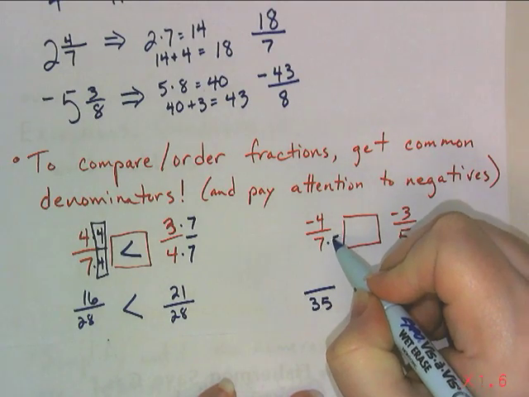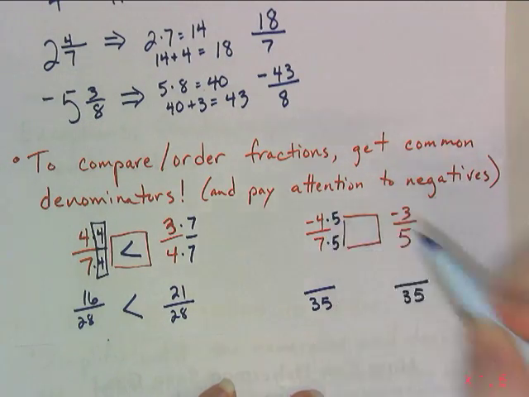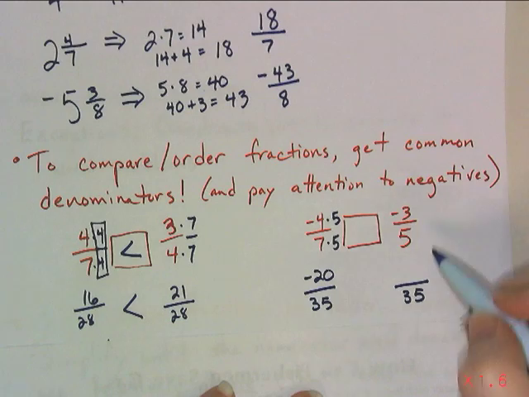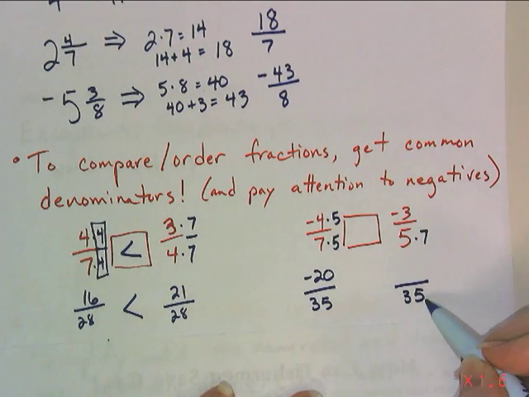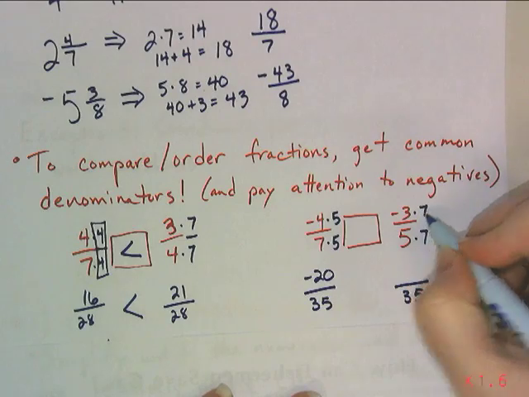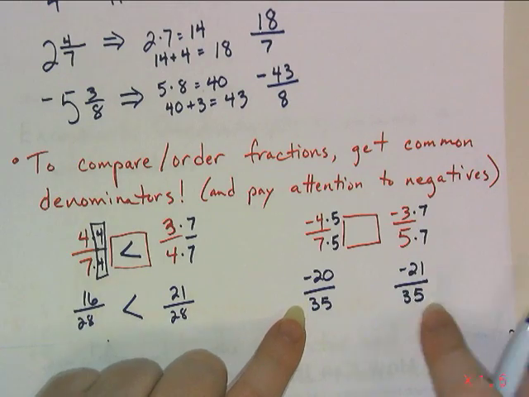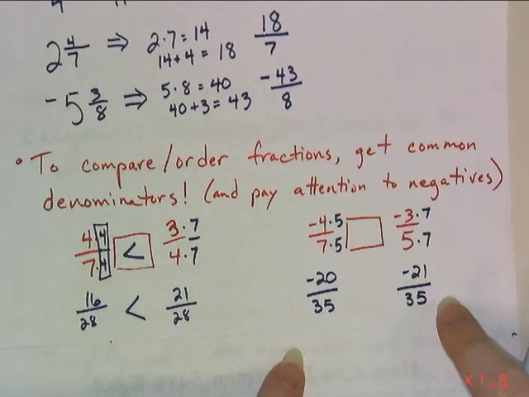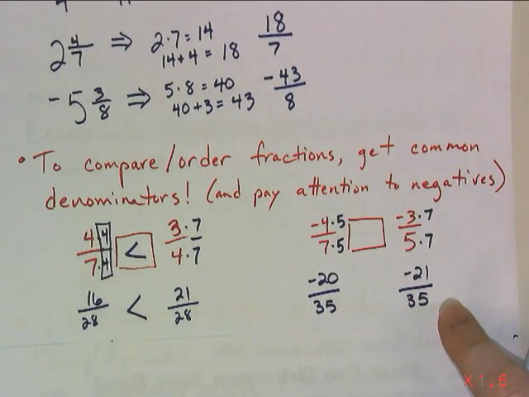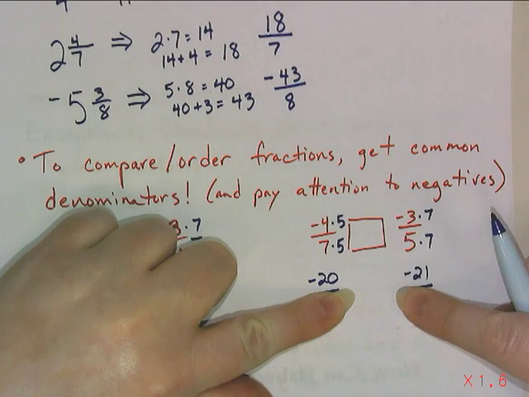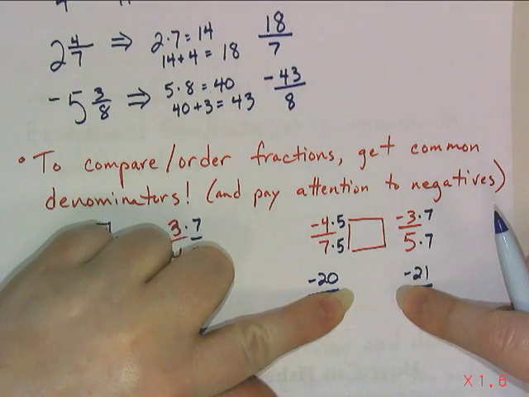So since I do 7 times 5, I would also need to do -4 times 5, and that would give me -20. Here, 5 times 7 gives me 35, so 3 times 7 gives me -21. So which of these is bigger, -20/35 or -21/35? If the 35th part is confusing you, the answer is the same if I'm just comparing -20 to -21. Which of those is larger?